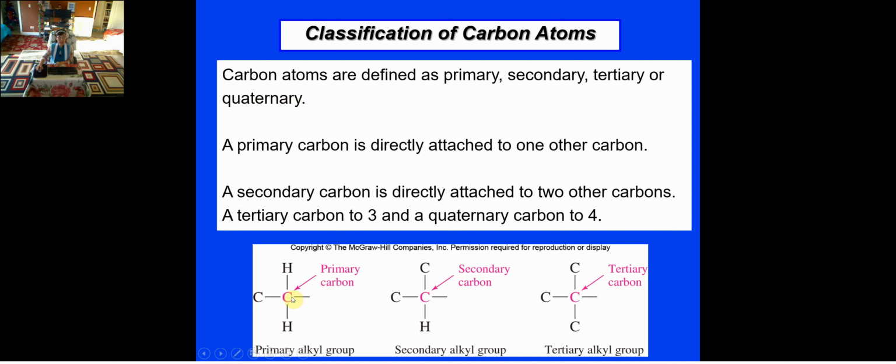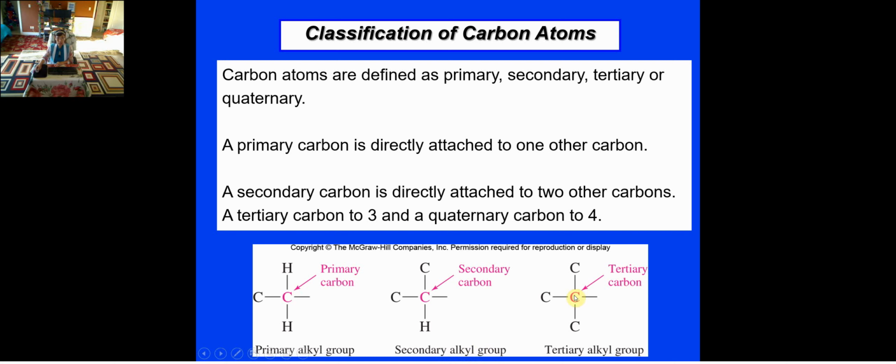Primary carbon means the carbon you are interested in is connected to one other carbon. You call it the primary carbon. That related group you call the primary alkyl group. If you have a carbon which is connected to two other carbons, you call it the secondary carbon. This group you call the secondary alkyl group.